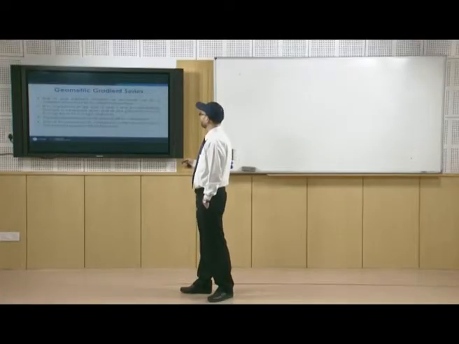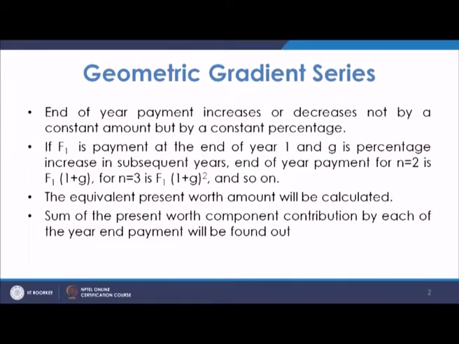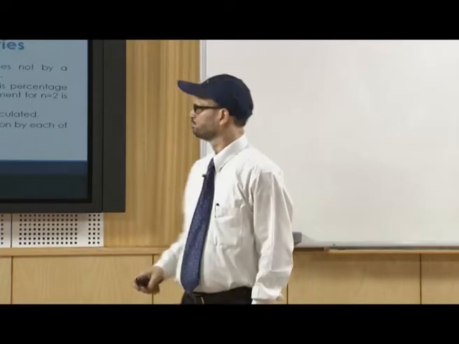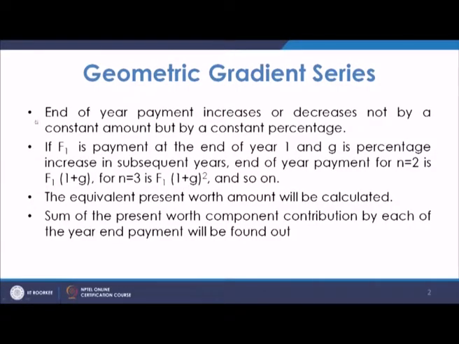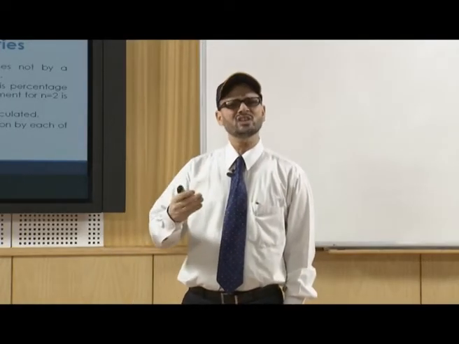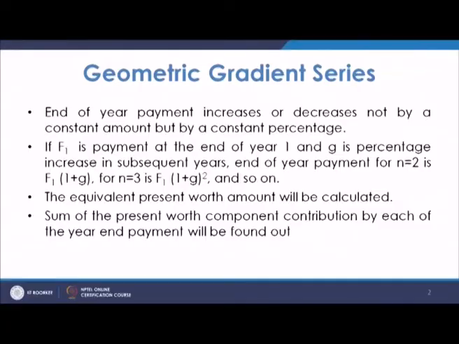So, in this case end of year payment increases or decreases not by a constant amount, but by a constant percentage from what we have paid in the previous year. So, it means if F1 is the payment at the end of year 1, and G is the percentage increase or decrease, in that case in the second year it will be F1 into 1 plus G. In the third year F1 into 1 plus G raised to the power 2. So, this way it will go on.